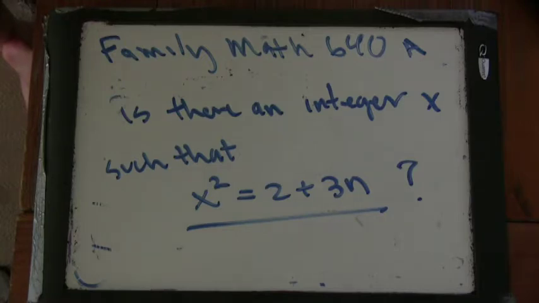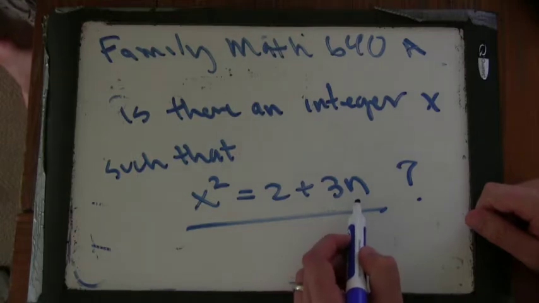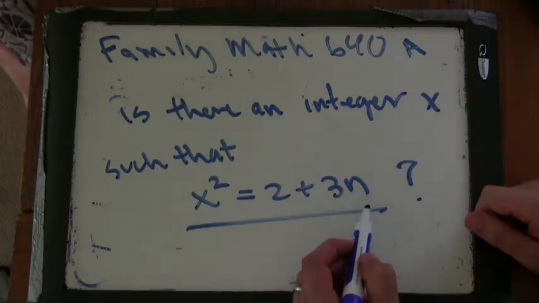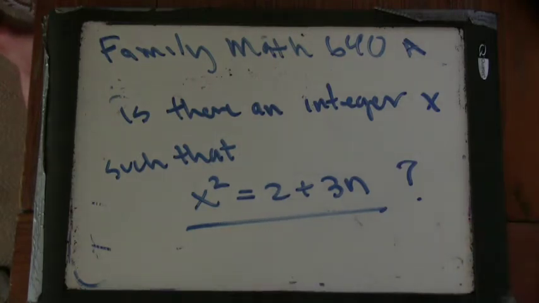Like the modular arithmetic. Yeah, modular arithmetic is going to come into play here. So this is saying that x squared is 2 plus 3n, so what's the remainder when you divide by 3? 2. So is there ever a square that's congruent to 2 mod 3? No, there's not. How do you know? Because there's always going to be a remainder when you divide by 3.